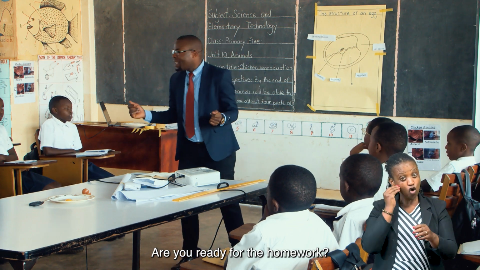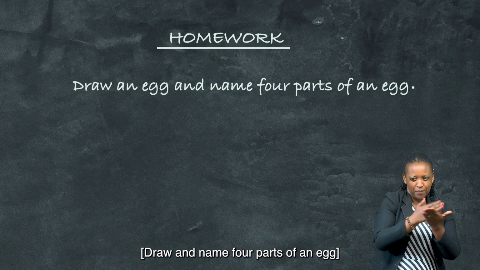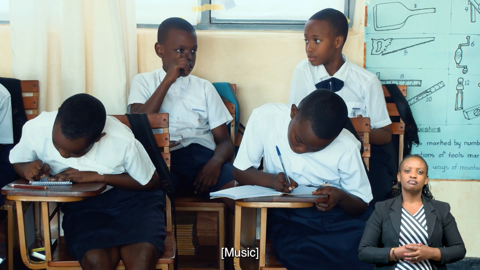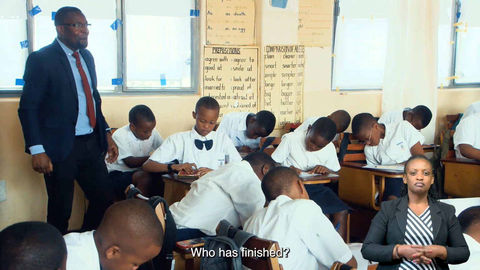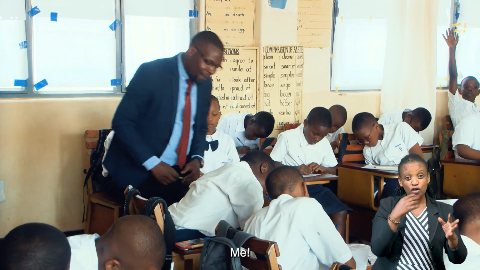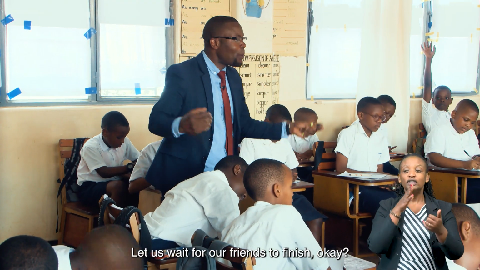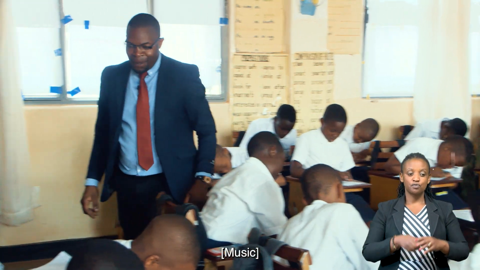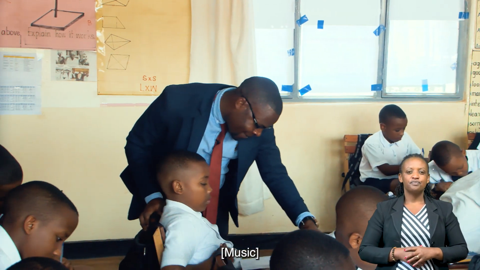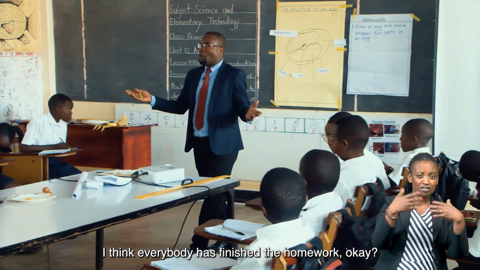Friends, as we come to the end of our lesson, I have homework for you, okay? Are you ready for the homework? Draw an egg and name at least 4 parts of an egg. Who has finished? Oh, wow, that is good. That's very powerful. Let us wait for our friends all to finish, okay? Okay, friends, I think everybody has finished the homework.